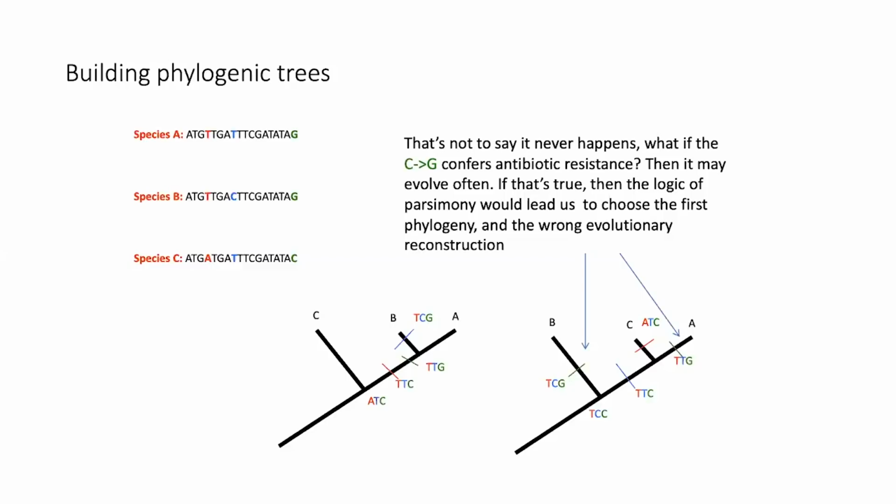That's not to say that it never happens. Sometimes you do get parallel evolution, and often the scenario in which you get parallel evolution is when you have strong natural selection favoring a particular mutation. So for instance, say this C to G change conferred antibiotic resistance. Well, antibiotic resistance gives bacteria a huge benefit. Even if it is rare for that mutation to pop up in a bacterial population, it is going to be highly selected, and so it's going to be fished out of the population.